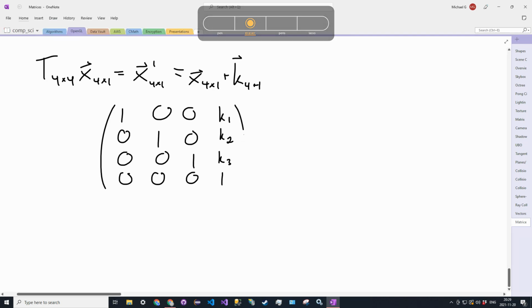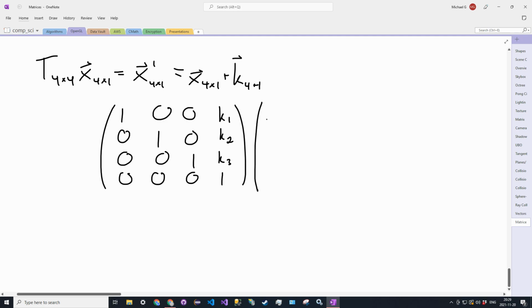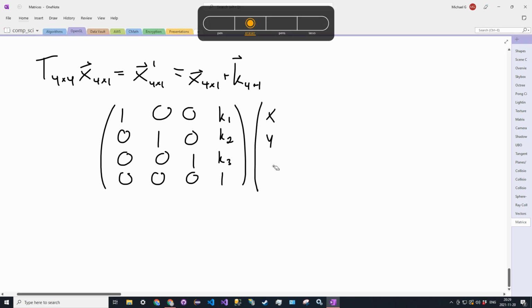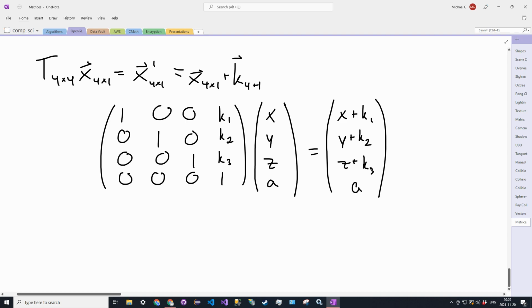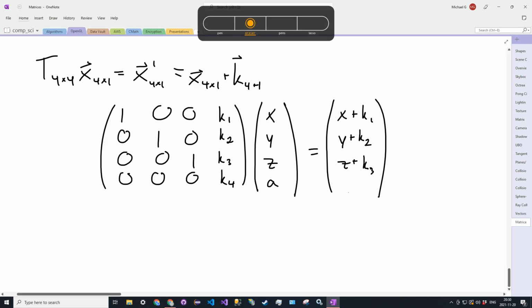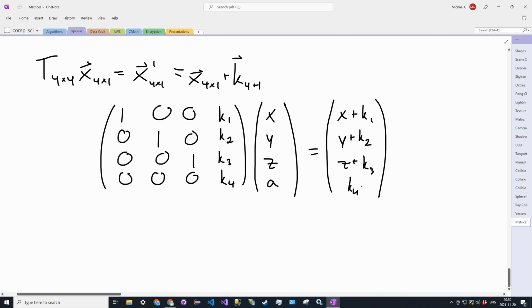And why did I neglect a K4? Well, when we are multiplying this matrix by our position vector, we have X, Y, and Z, and I'll just put an A for that last value now. If we want this to equal X plus K1, Y plus K2, and Z plus K3, and then A again, because that's what's going to happen if you do the dot product in the last row: you have a 0 times an X, 0 times a Y, 0 times a Z, plus a 1 times an A. Or I can just put a K4 actually, and we'll see that this just becomes K4 times A.